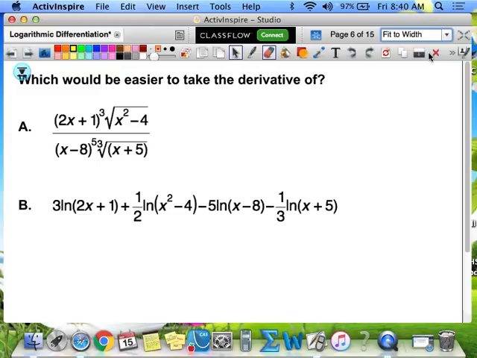B is subtraction. If we went with B, we take the derivative of this little bitty piece, the derivative of this little bitty piece, and so on for each piece. Wouldn't it be great? Much better than that, because I'm going to screw that up. I've been doing this for a long, long time, and I'm going to mess that up.